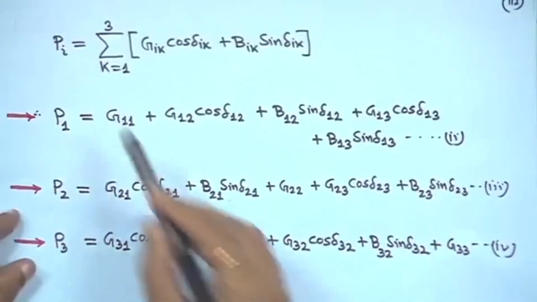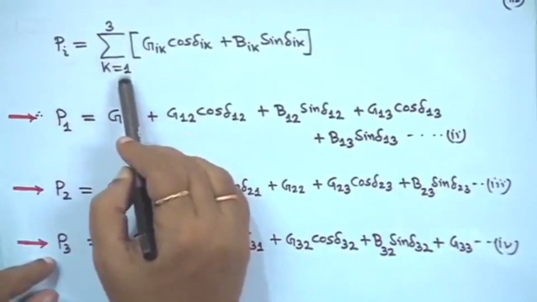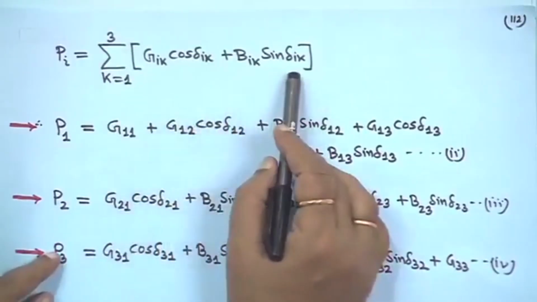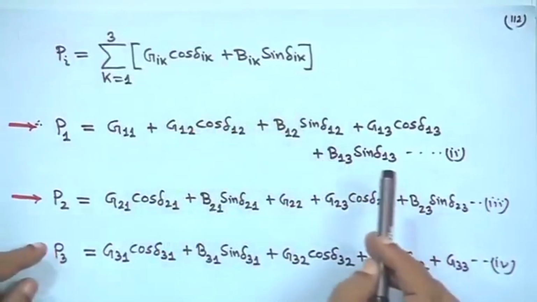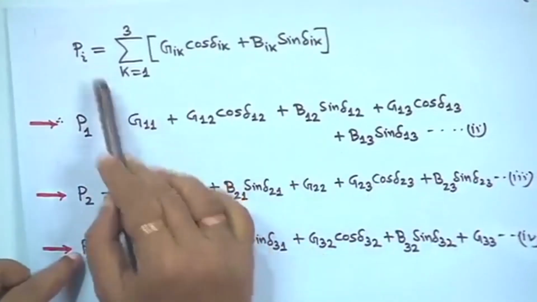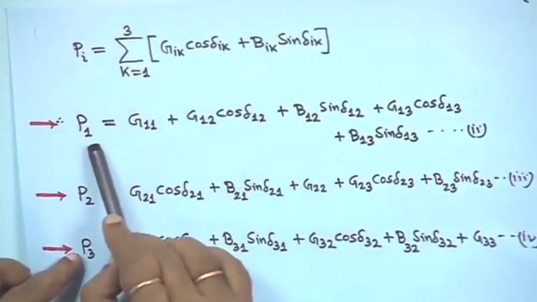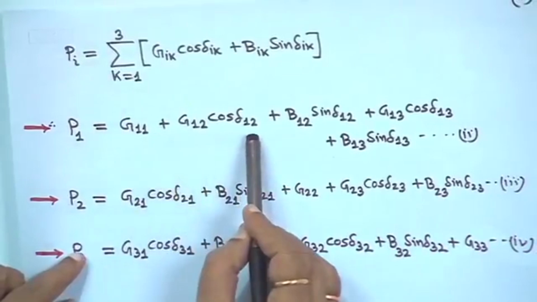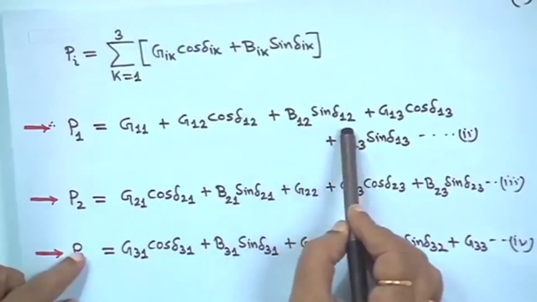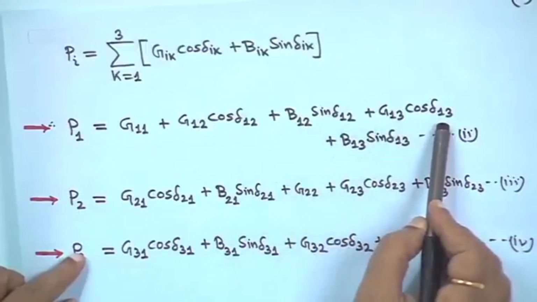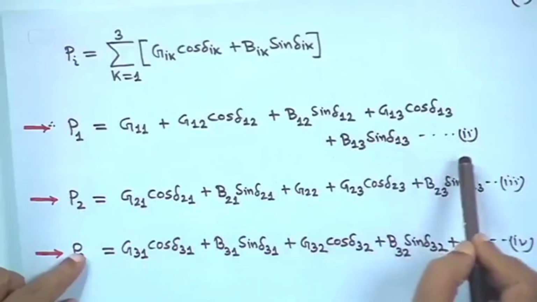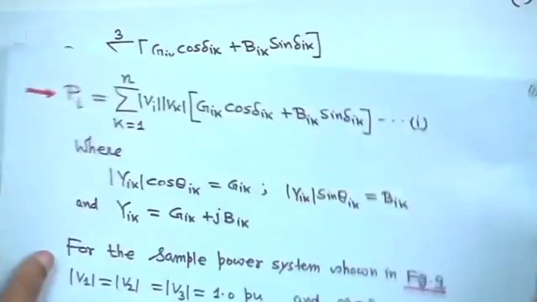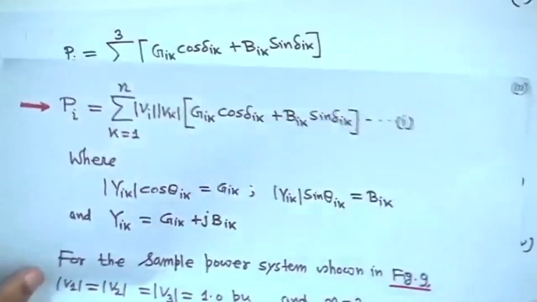Therefore, Pi is equal to, summing k is equal to 1 to 3, g I k cosine delta I k plus b I k sin delta I k, right. Now, for I is equal to 1, you expand this equation. For I is equal to 1, you will get P 1. So, it will be g 1 1 plus g 1 2 cosine delta 1 2 plus b 1 2 sin delta 1 2 plus g 1 3 cosine delta 1 3 plus b 1 3 sin delta 1 3. This is say equation 2, because we have marked the earlier one as equation 1 here, right.